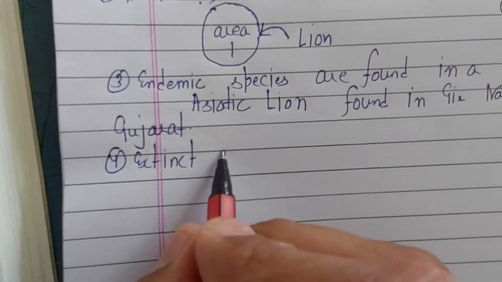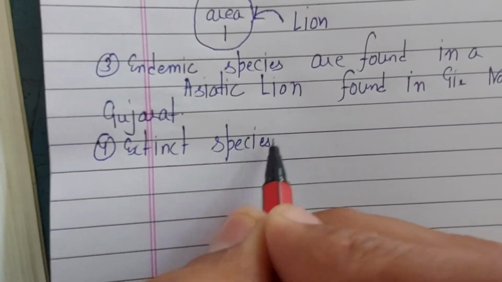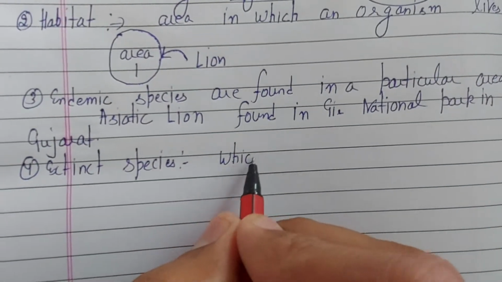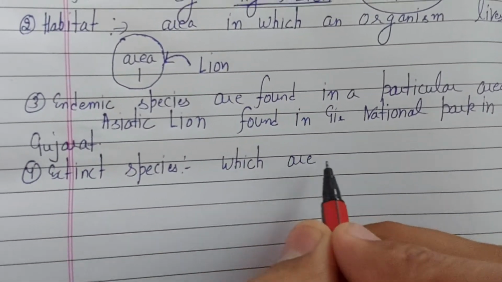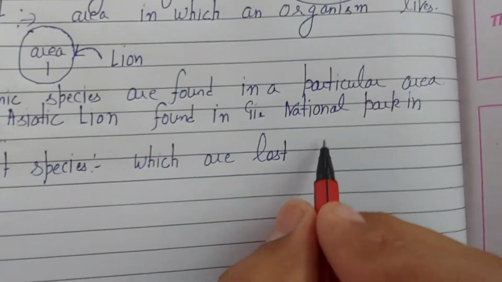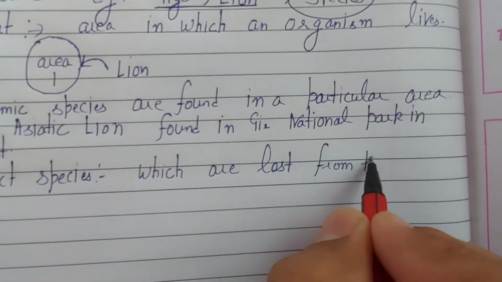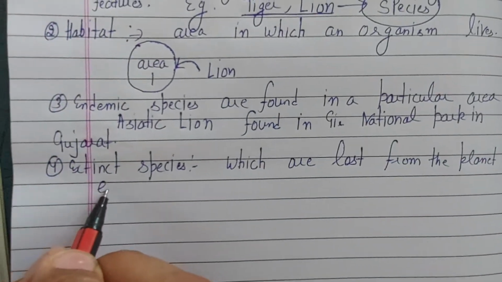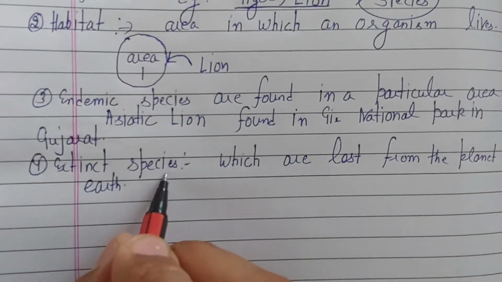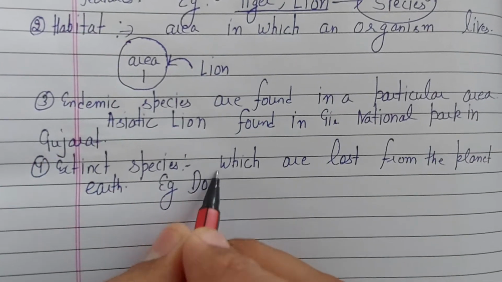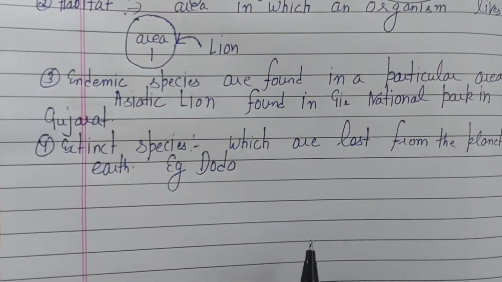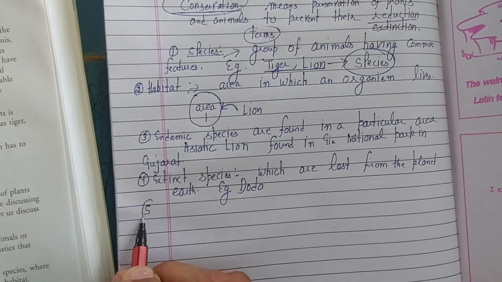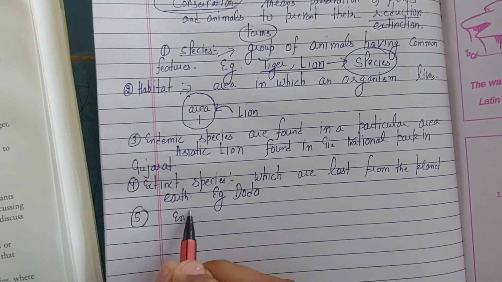The fourth term is extinct species. Extinct species are those which are lost from planet Earth. For example, the dodo existed some years ago. Next is the endangered species.